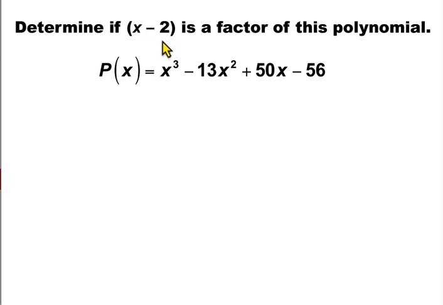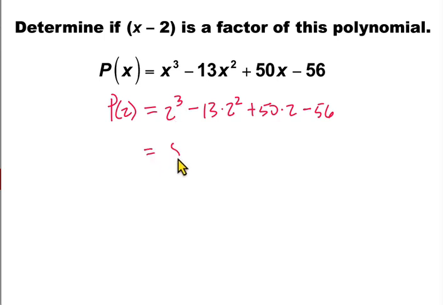To see if x minus 2 is a factor of this polynomial, we plug in the numerical value into the polynomial, but make sure the factor is written in the form x minus a. X minus 2 is in this form, so we plug in 2 into the polynomial. We get p of 2 equals 2 cubed minus 13 times 2 squared plus 50 times 2 minus 56.